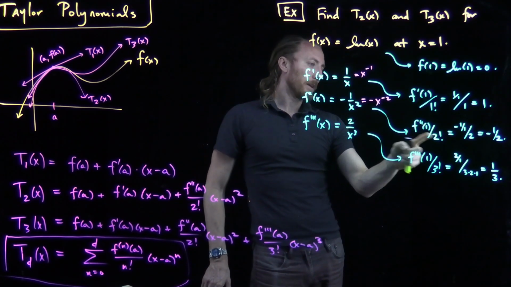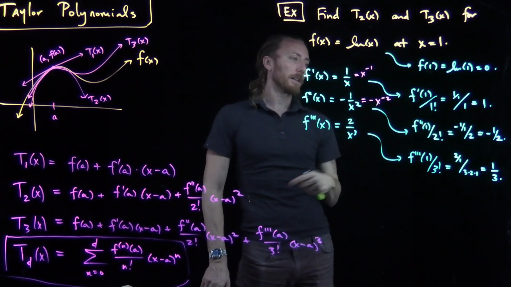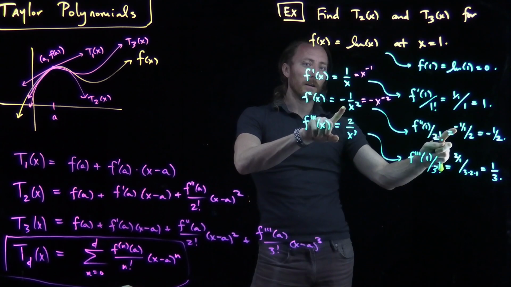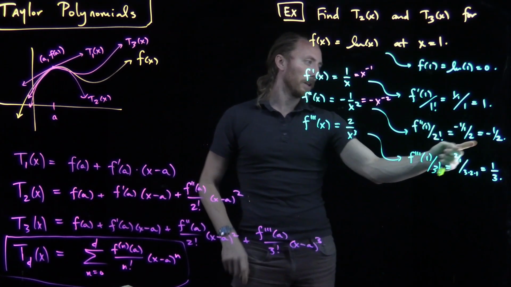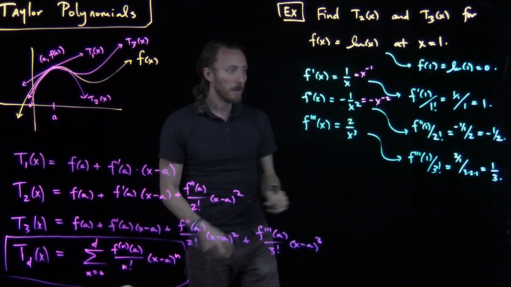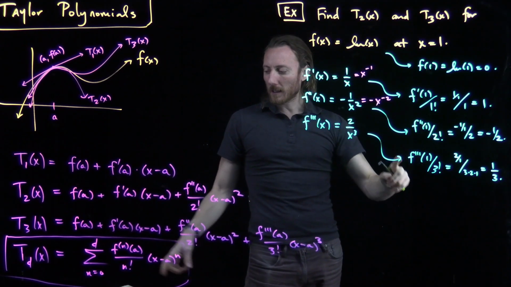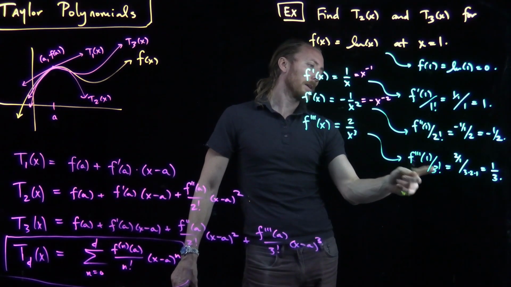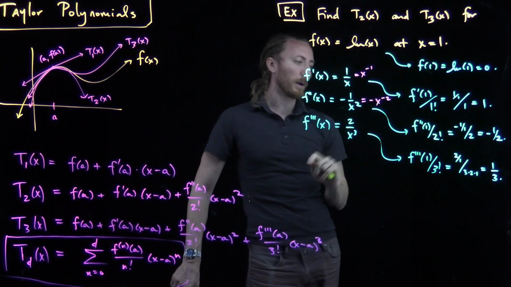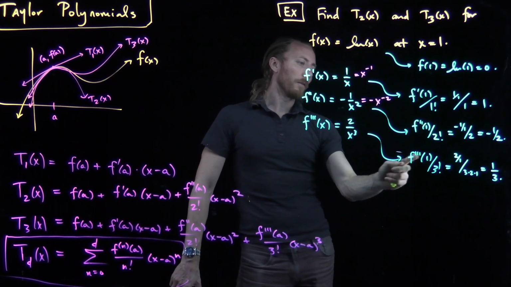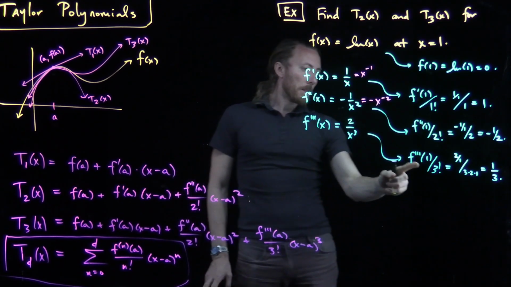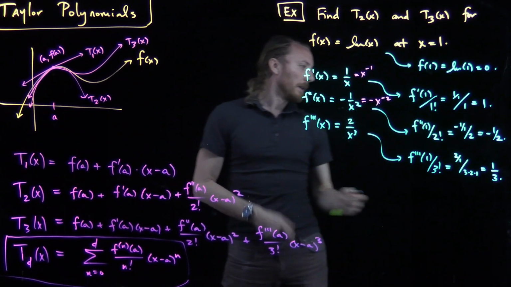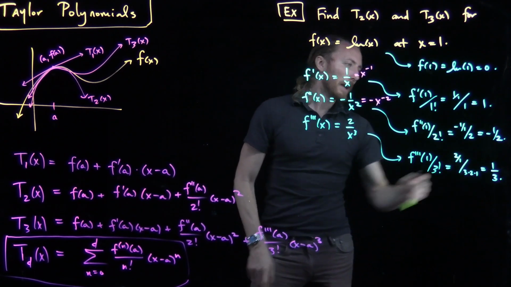f double prime evaluated at 1 we divide by 2 factorial for the 2 primes. Evaluating with our f double prime, we'll have minus 1 over 1 divided by 2, which is just minus 1 over 2. What about the constant number 3? That would be f triple prime evaluated at a divided by 3 factorial, or in this case, f triple prime evaluated at 1 divided by 3 factorial, 3 factorial because we have 3 primes in our derivative. This would be 2 over 1 divided by 3 times 2 times 1, where the 2s cancel and you just get 1 over 3.